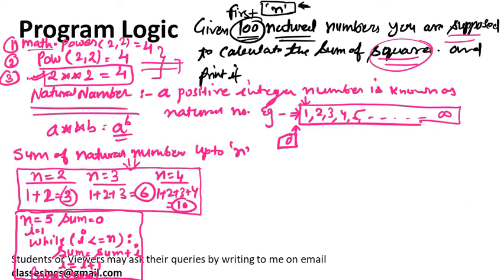So let's try to understand this logic first. Let's suppose I have entered the value of n as 5. I will take this n value from the user using the integer input method in the actual program.